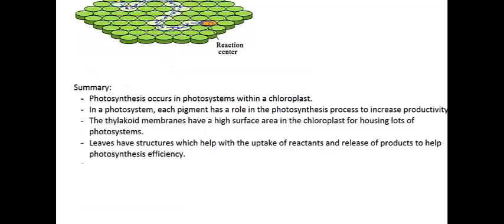So, in summary, photosynthesis reactions happen within the photosystems of a chloroplast. And within a photosystem, each pigment has a role in the photosynthesis process to increase overall productivity and absorb the maximum amount of light possible. The high amount of thylakoid membranes within each chloroplast provides a large surface area which increases the potential number of photosystems and photosynthetic reactions occurring in a chloroplast at any one time. The overall structure of the leaf also helps with the intake and output of reactants and products of the photosynthesis reactions.